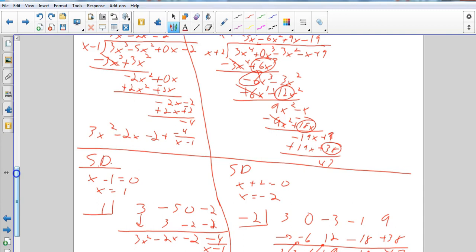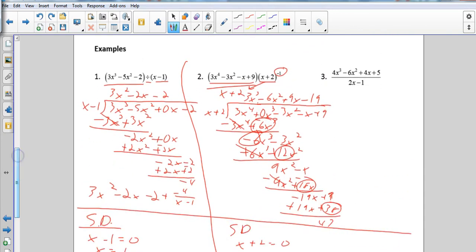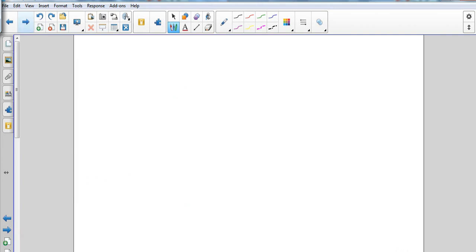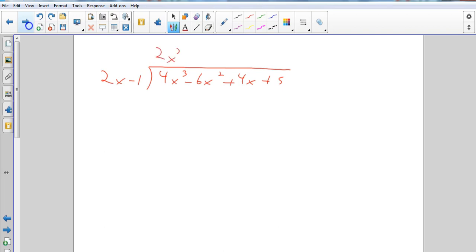And I'm going to go to another page for number 3, just because I'm running out of room. 2x minus 1 going into 4x cubed minus 6x squared plus 4x plus 5. Now we're going to divide. 2x goes into that 2 times with the x squared. That gives me 4x cubed minus 2x squared.